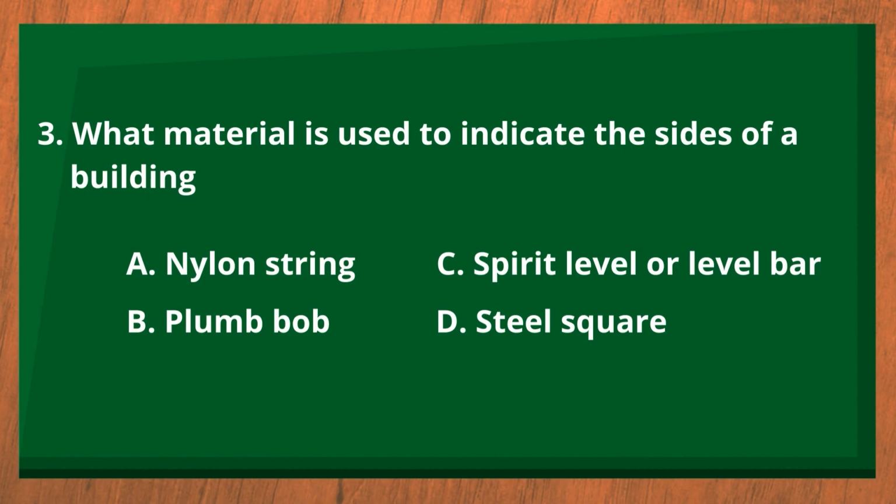Number 3. What material is used to indicate the sides of a building? A. Nylon string. B. Plumb bob. C. Spirit level or level bar. Or D. Steel square. The answer is A. Nylon string.